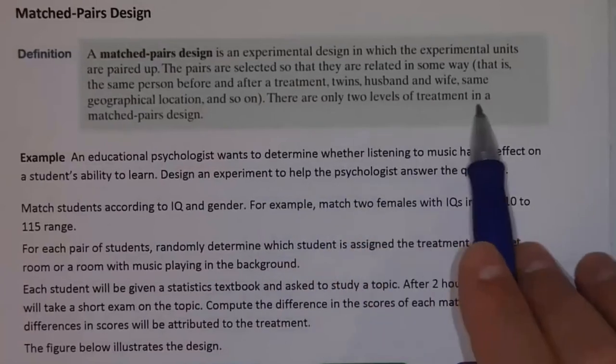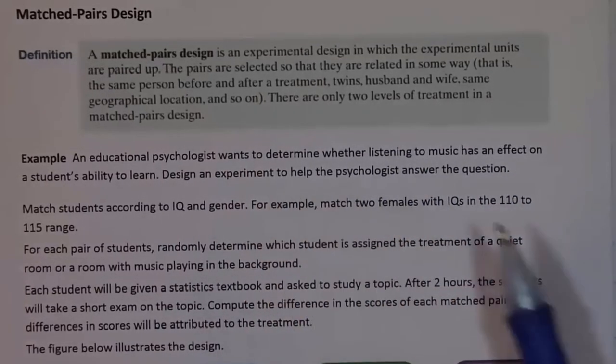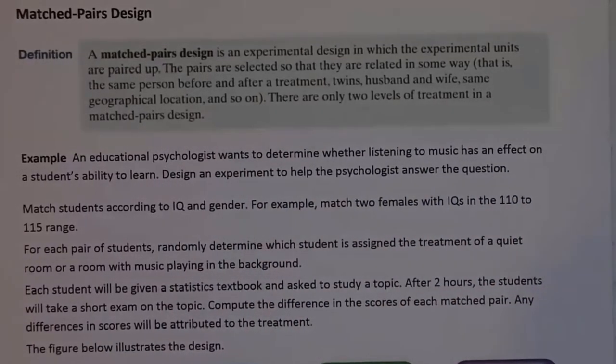There are only 2 levels of treatment in a matched pairs design. Those levels of treatment are going to be control group and treatment group. So there wouldn't be any 100, 200, 400 kind of scenarios. It would either be medicine or placebo. That's it. Treatment group or control group.